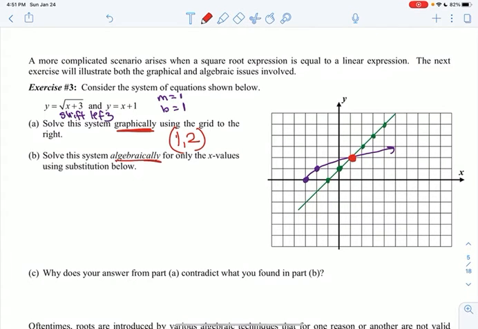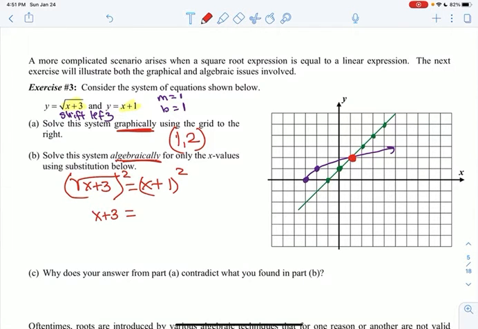Now, if I was going to try and solve it algebraically, I just take the square root of x plus 3 and set it equal to x plus 1. They're both equal to y, so all I'm doing is taking each one and setting it equal to each other. Now I have the square root by itself, so as long as it's by itself, I'm going to square it, but that means I also have to square the right. So by squaring it, it gets rid of the radical.